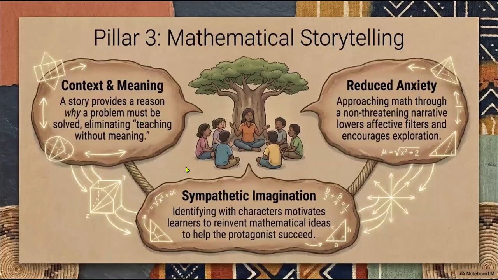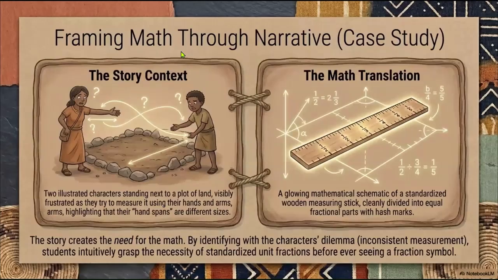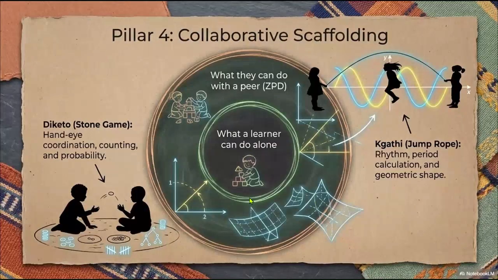There's the whole thing about context, sympathetic imagination, and reduced anxiety, context of the story, and there's mathematics translation. Story creates the need for the math. So you tell the story, and then the student has to do now. We look at the Diketo game, which helps with counting.